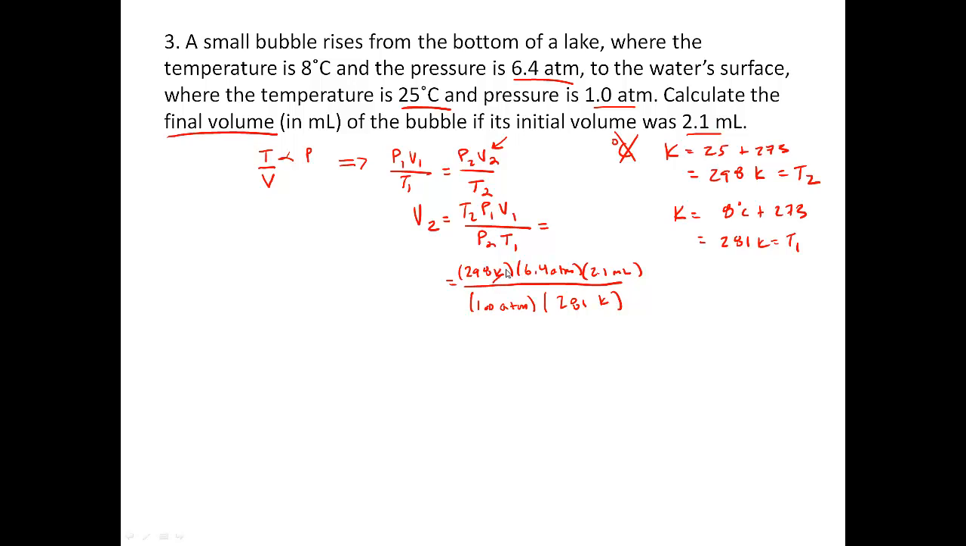Now let's cancel out. K's are going to cancel. Atmospheres are going to cancel. And what we're going to be left with is milliliters, which makes sense because we're trying to find volume. Quick calculation, we get 14 milliliters. That's how big the bubble is at the top, at the surface.